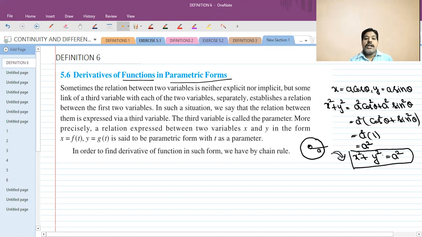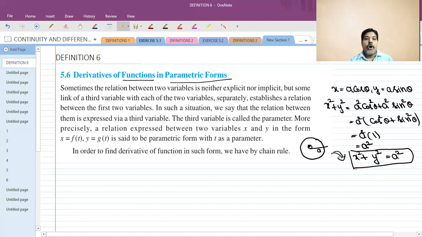What it means is that if you take any point on the circumference of the circle, the x coordinate is a cos theta and the y coordinate is a sin theta. Theta value will change, and automatically all the points will come. So x is equal to a cos theta and y is equal to a sin theta are called the parametric equations of the circle x square plus y square is equal to a square.